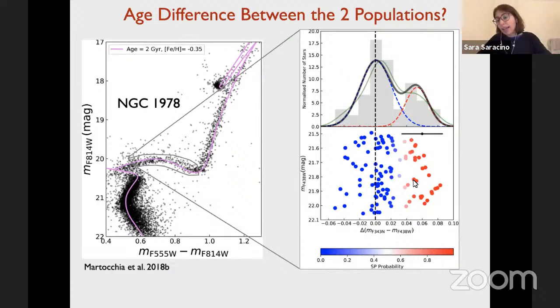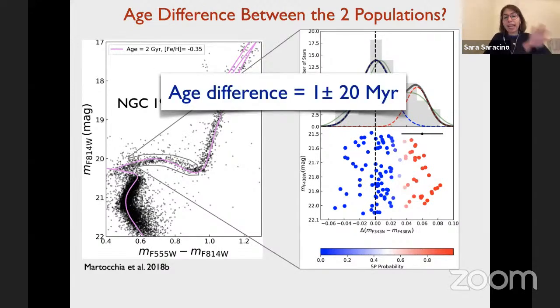So dividing these two populations and plotting them again in this optical color magnitude diagram, if you have an age difference here, you should see a split between, for example, red and blue colors, even in this plot here. But what you can actually see when you do this kind of exercise is that the age difference is essentially 1, more or less 20 megayears, which means that these populations are coeval within the cluster.